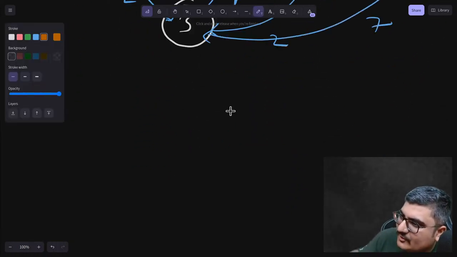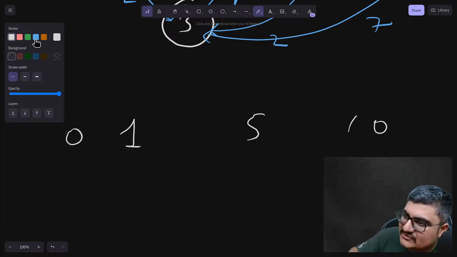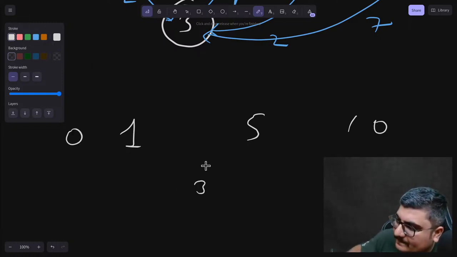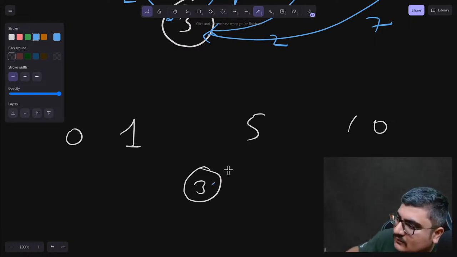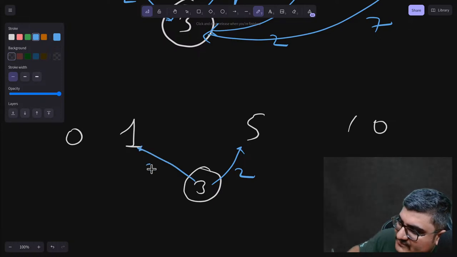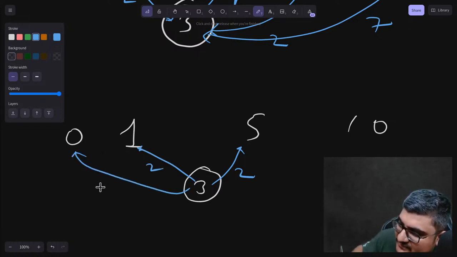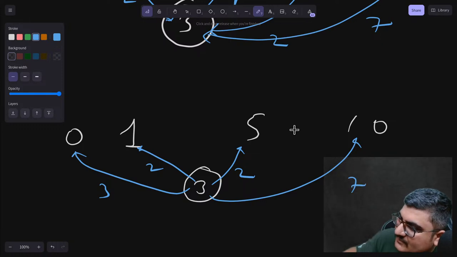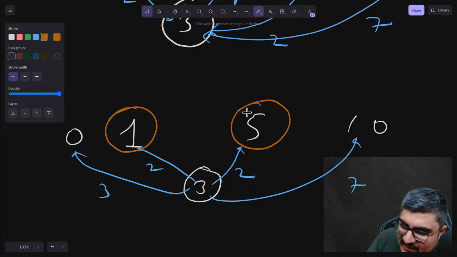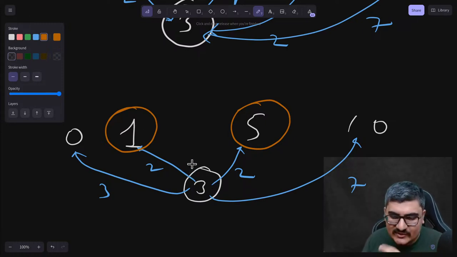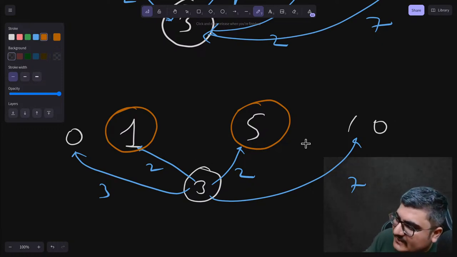Similarly, let's take one more example with a better set: 1, 5, 10 and 0. Let's find the closest point to 3 here. This distance is 2. This distance is 2. This distance is 3. This distance is 7. So you see the minimum distance here is for 1 and also for 5. So we can say that 1 is closest to 3. We can also say that 5 is also closest to 3. Either of these holds vice versa. But 0 is not closest to 3. Neither is 10 closest to 3.